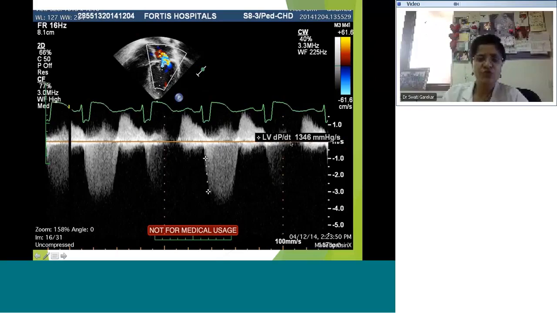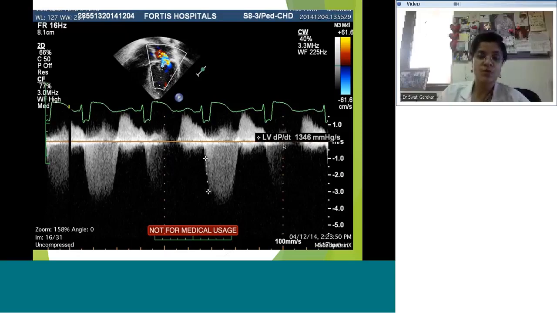So normal LV dP/dt value should be around 1200 or so. 1200, 1300 is good. This patient has normal. Now remember, when there's mitral regurgitation of any significant degree, then your function should be supranormal. Your dP/dt value should be typically 1600, 1800. And why should they be supranormal? Because your LV, instead of having to eject into the relatively higher resistance aorta, has an option of pumping into the low resistance left atrium.